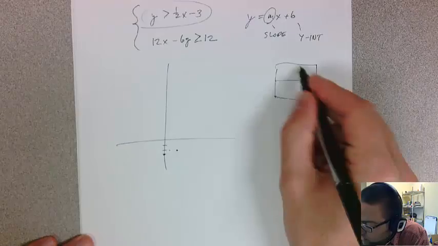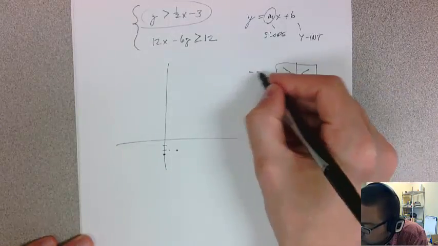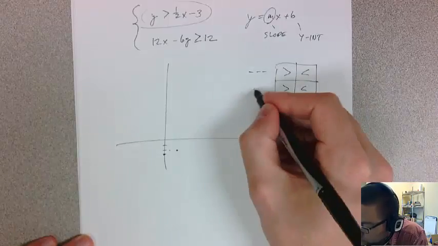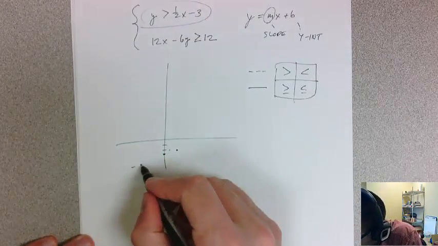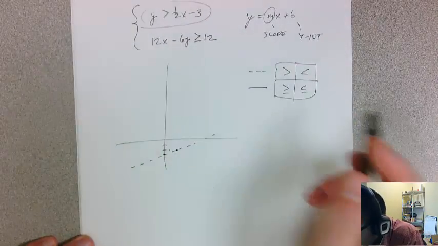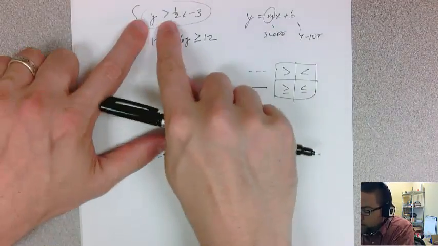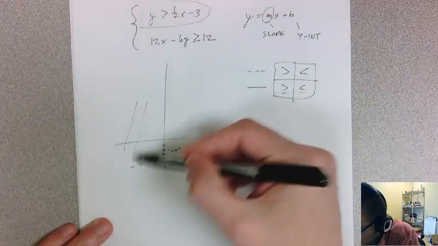Remember this. If it is strictly greater than or strictly less than, then it is dashed. If it is greater than or equal to or less than or equal to, it is solid. So this type is going to be dashed, not actually equal to the line. And because the y values are greater than the line, that means it's going to be shaded above.